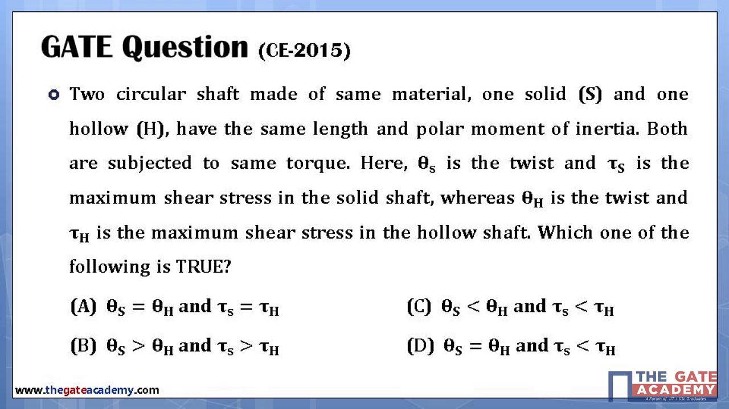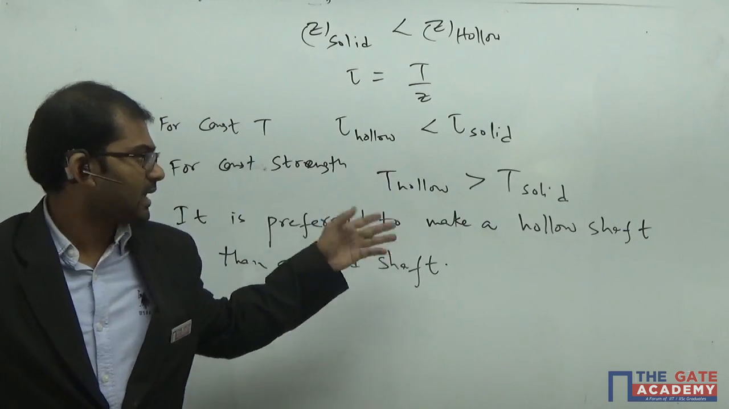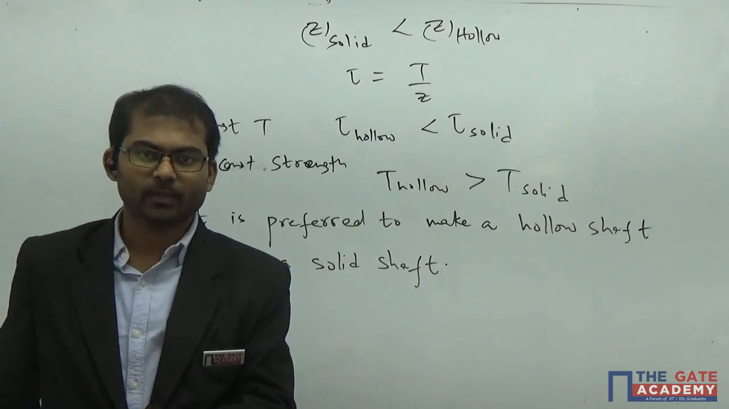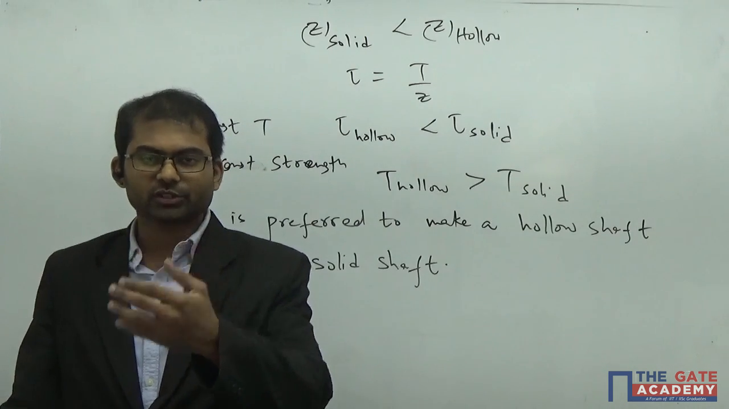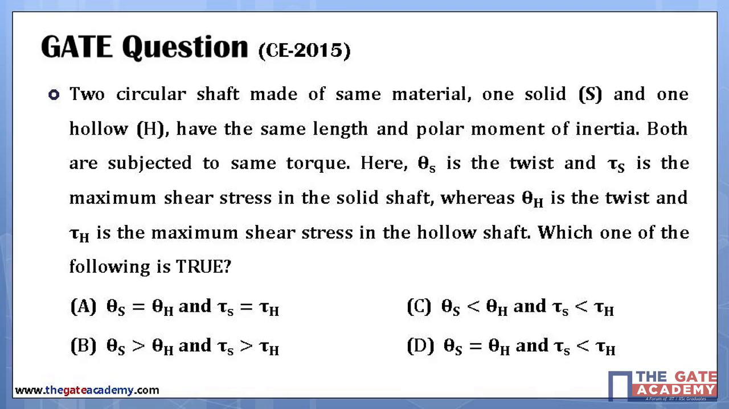A simple question from the GATE 2015 paper. It's not the same case as we have discussed here; it's a little bit different, so you have to take the conditions in the question. It's given that two circular shafts are made of the same material, one a solid shaft and another a hollow shaft, with the same length and polar moment of inertia.